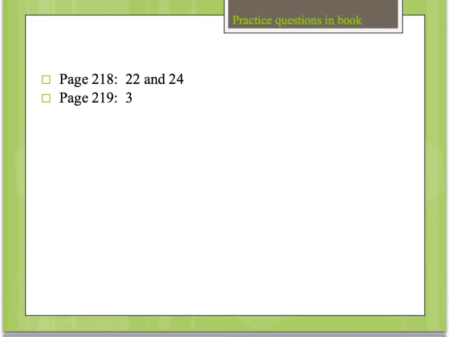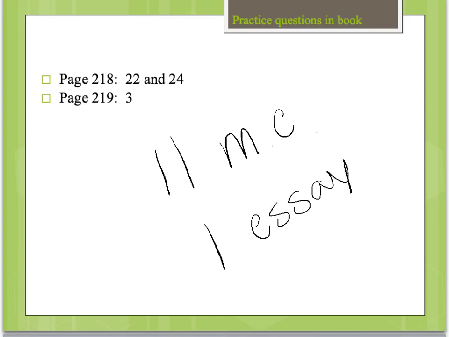Finally here, we've got page 218, number 3, and page 219, number 3, very short. This quiz has 11 multiple choice questions and 1 essay. As we said, very, very short, very simple, but understanding the things on this podcast is going to be important.